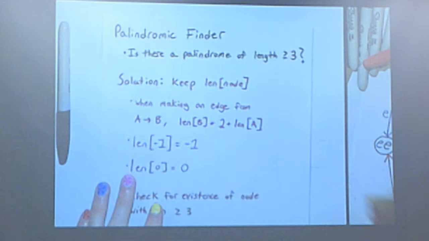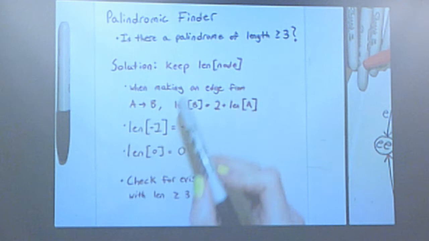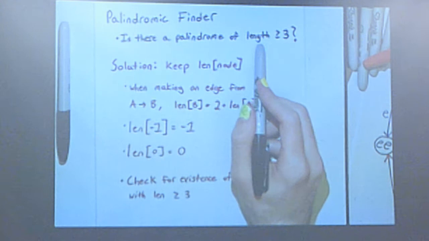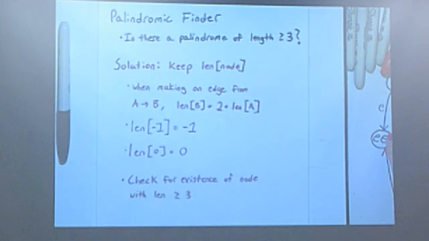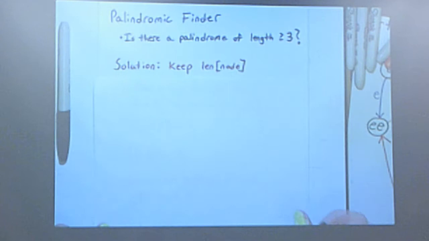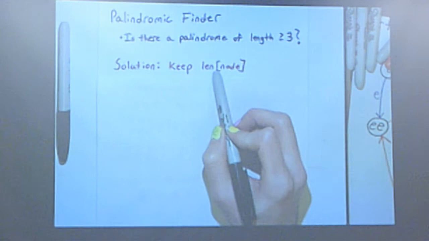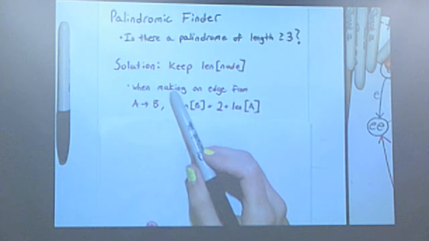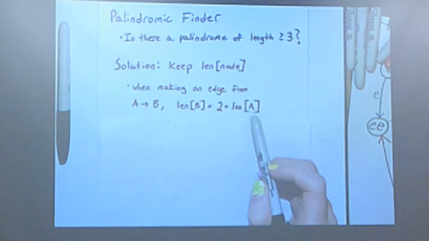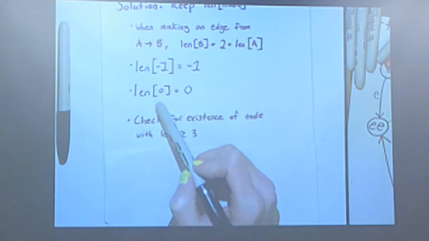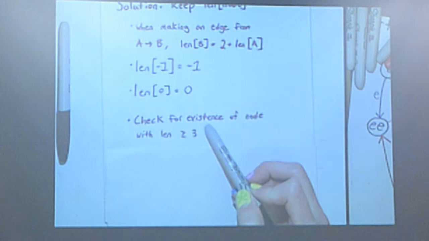You're given some string, and you want to know, is there a palindrome of length greater than or equal to 3? Obviously, you can just loop through the string and check palindromes of length 3 and 4 naively, but this is a good starting problem. But we know as we build our Eertree that we know the length of a node as we make it. So as I explained before, when we're making an edge from palindrome A to palindrome B, the length of B is going to be 2 plus the length of A. And as I said before, the length of the null string is negative 1, the length of the empty string is 0. So you can just add all your characters to the Eertree and then check if there's any node in the Eertree with length greater than or equal to 3.